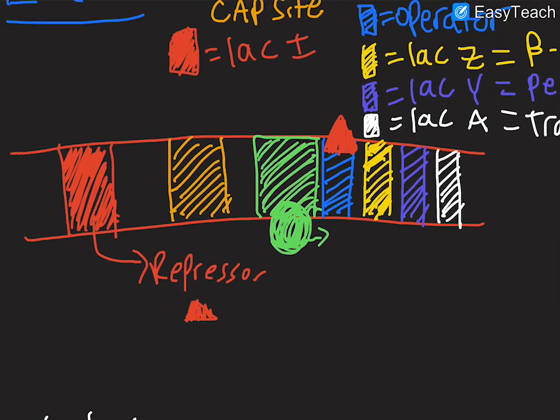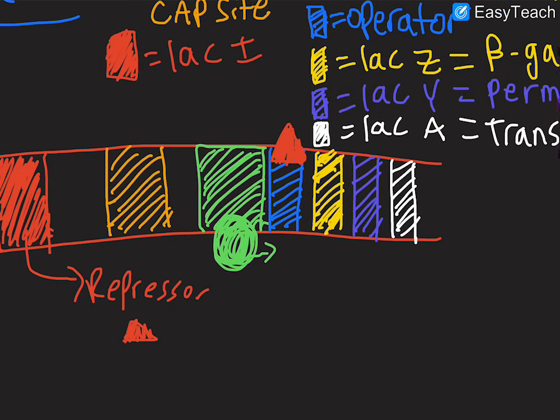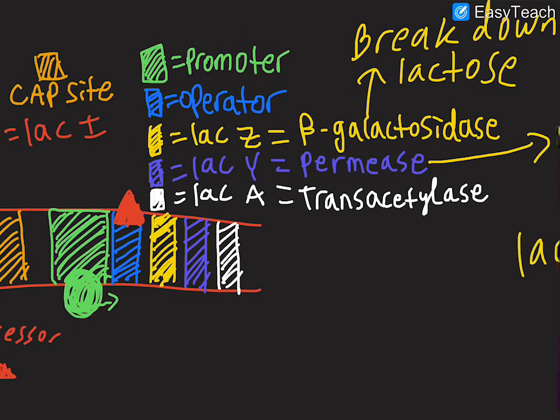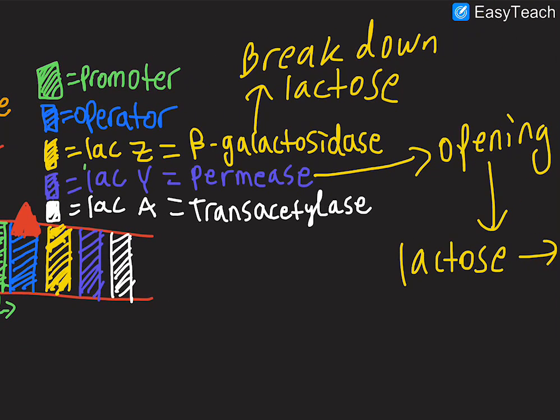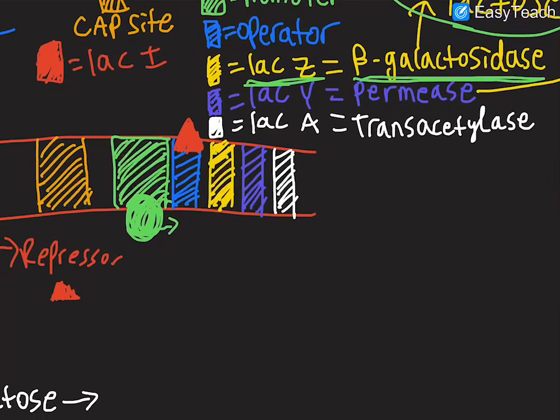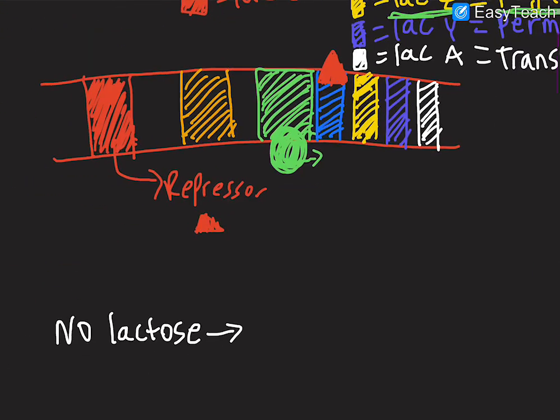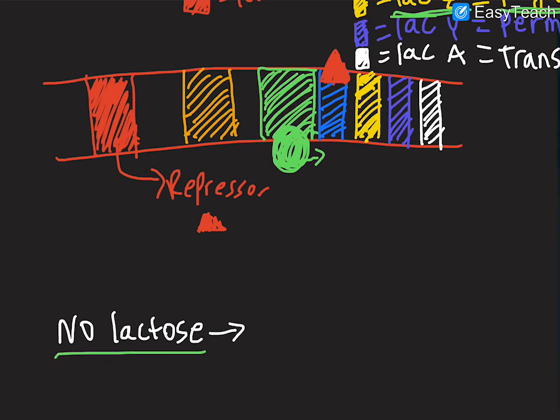So think about this. If we don't have lactose, why would you want to make enzymes involved in breaking down lactose? LAC-Z, for example, codes for beta-galactosidase, and that breaks down lactose. Why would you want to make beta-galactosidase if you don't have any lactose to even break down?